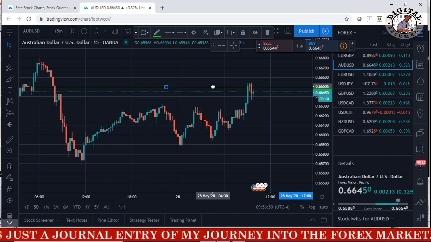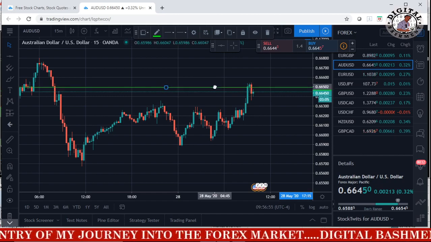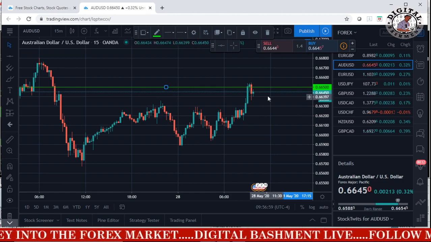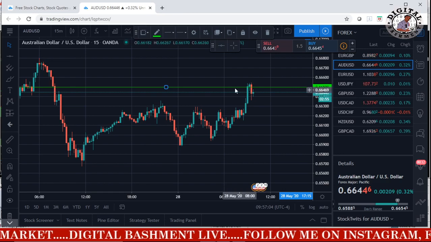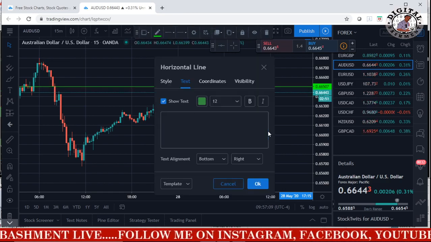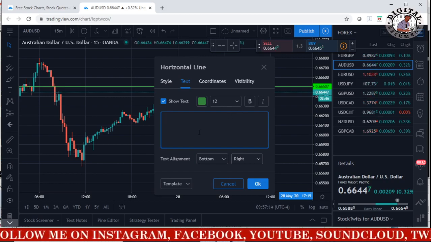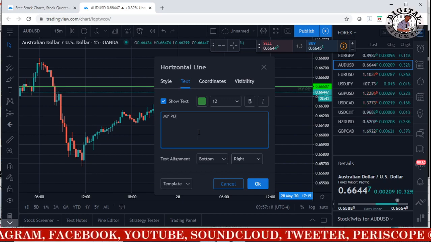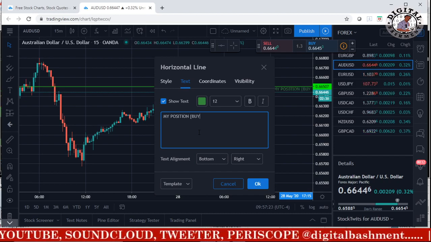Let's get this line. Alright, let's just drop it there. 66,500. Alright, leave it there. 66,507. And we're going to call this my position. And it's a buy position.